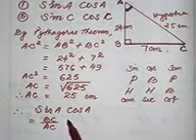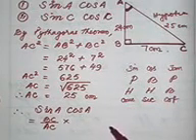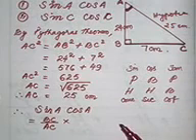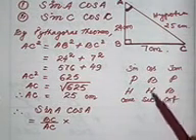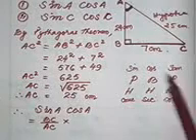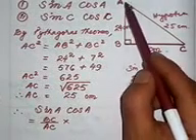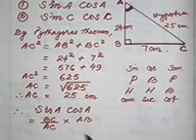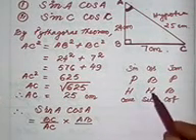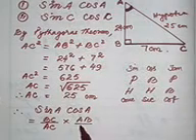No sign in between means multiplication. Cos A. So what is cos A? Cos A is base by hypotenuse. What is the base? Since we are taking angle A, the base will be AB, so AB by hypotenuse. What is the hypotenuse? AC.